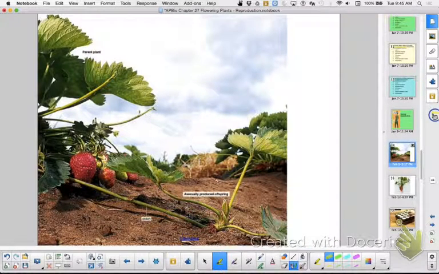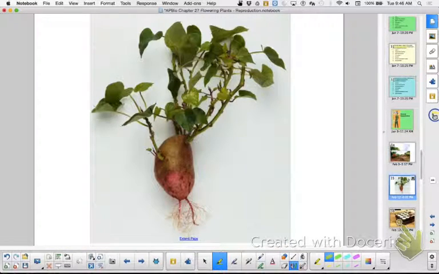Here's the strawberry plant. So stolons, we looked at this before. These are horizontal stems. And if those horizontal stems get covered by any kind of dirt, then another strawberry plant will develop. Rhizomes are underground stems that produce new plants.